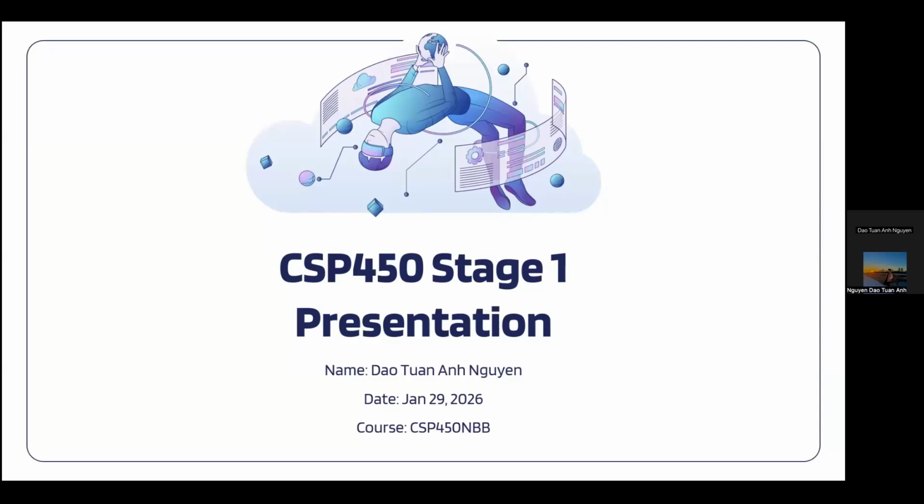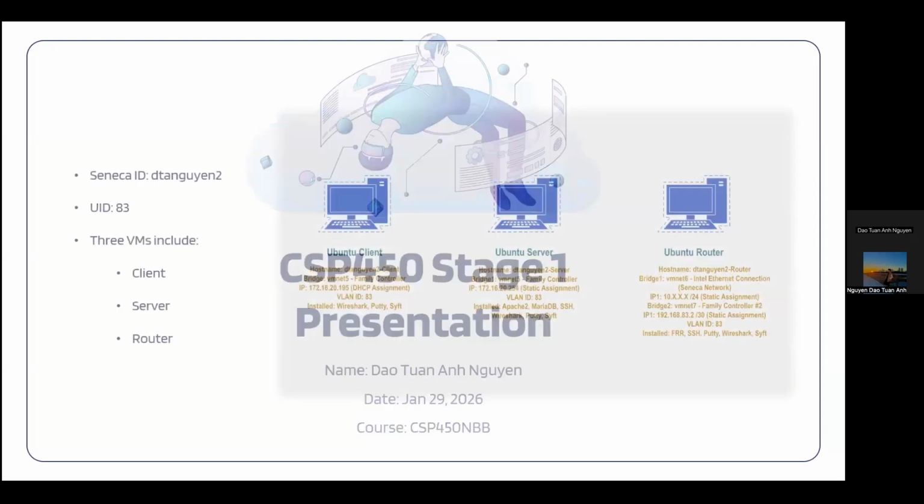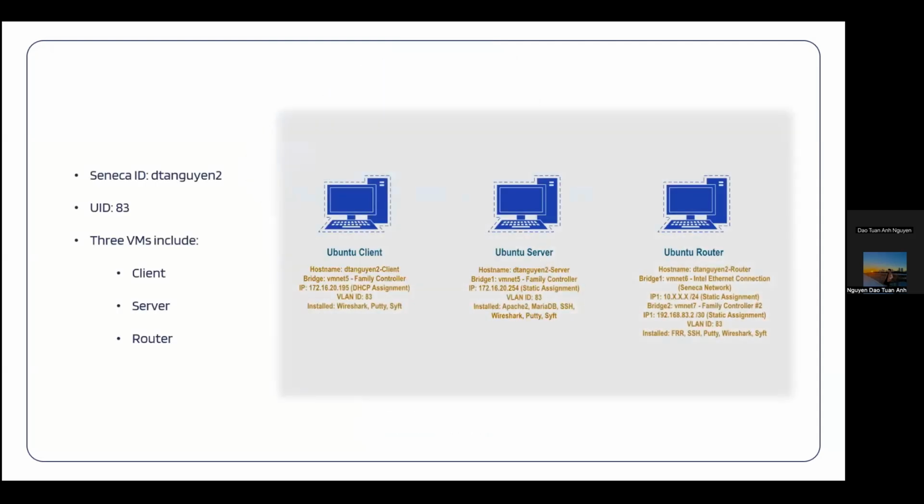Today I'll be presenting Stage 1 for my CSP 450 project, the initial brand infrastructure setup for the Mexico Investment Sale Company. For this stage, I created 3 virtual machines, each representing a component of the company brand.